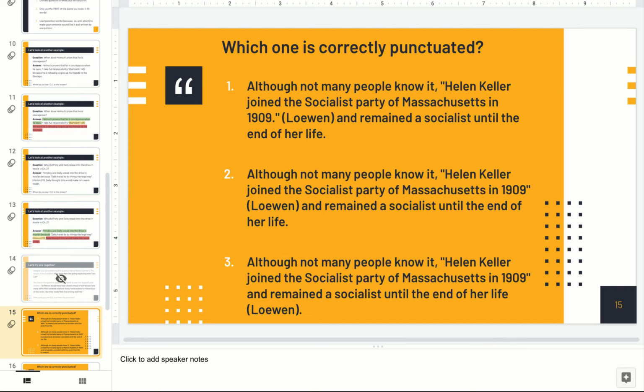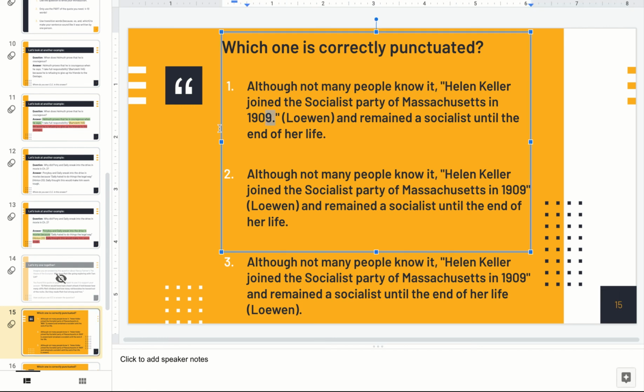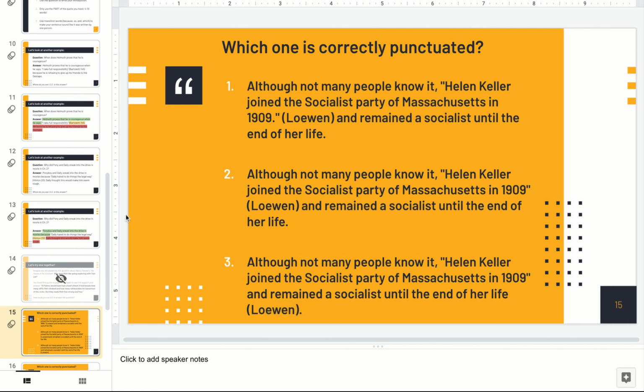In number one, you will see that they have a period right here and then their citation. In number two, you'll see that they have their citation and continue into the sentence. And then in number three, you see that the citation is at the very end. Which one is correct?